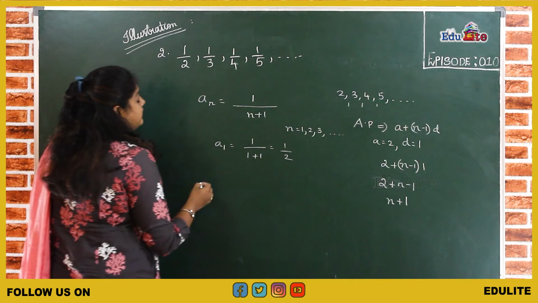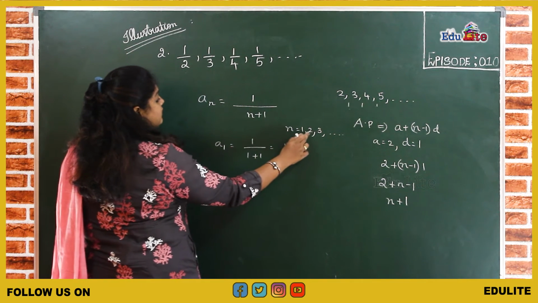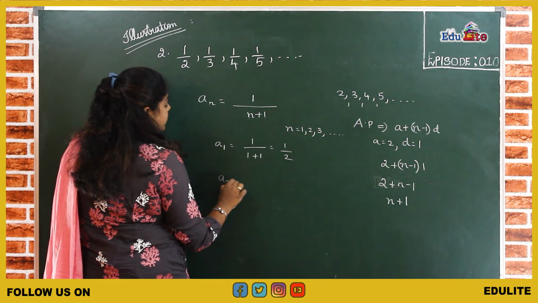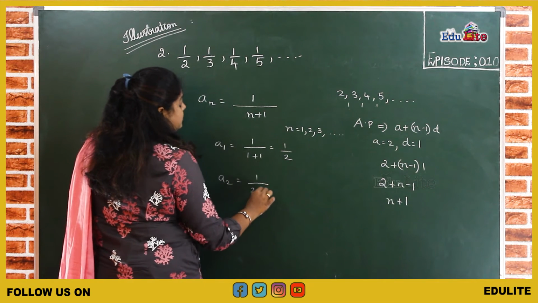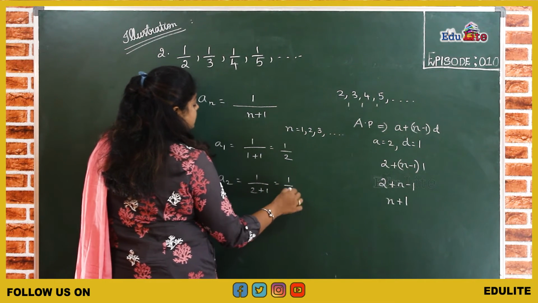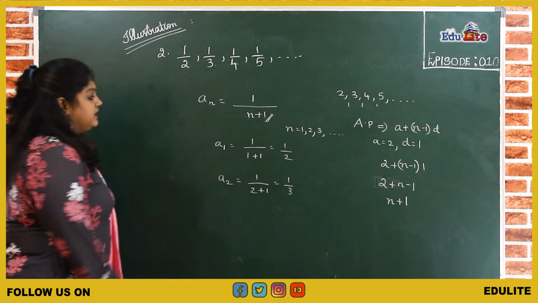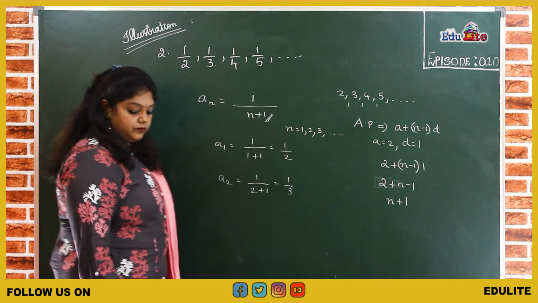Let us check for the second term also. Therefore, I will consider the value of n as 2. We have to substitute the value of n as 2 in this. A2 equals 1 by 2 plus 1, which will give me 1 by 3. So, the sequence is right for the given sequence. We have considered it so.